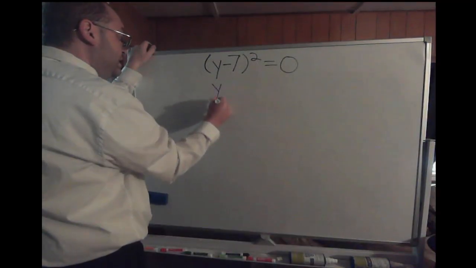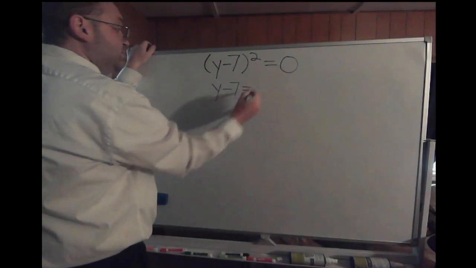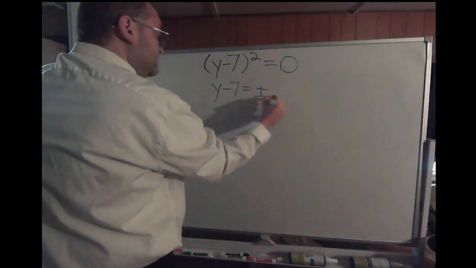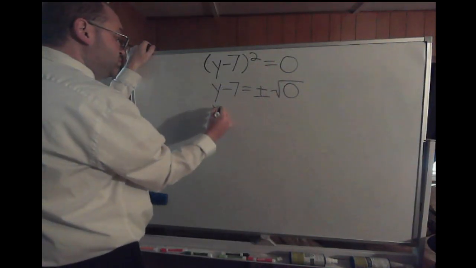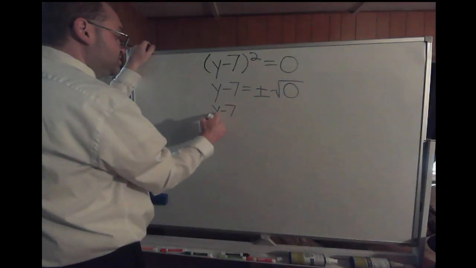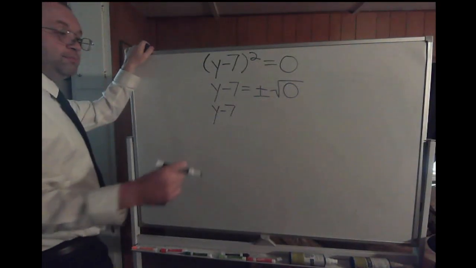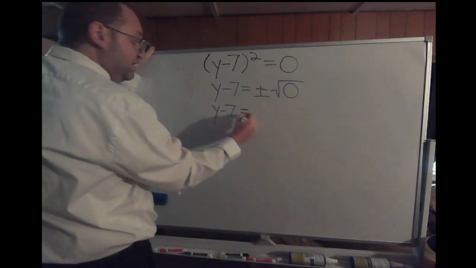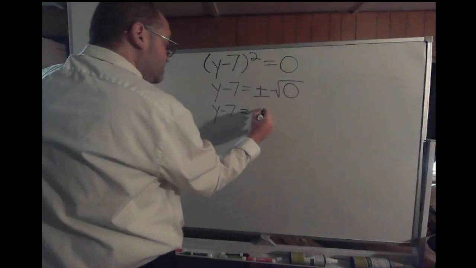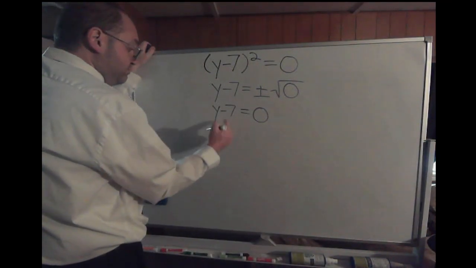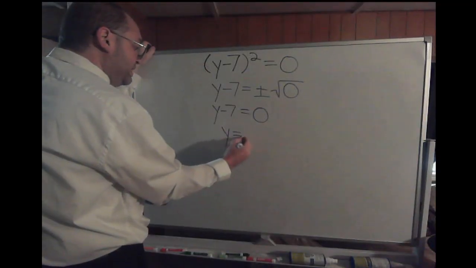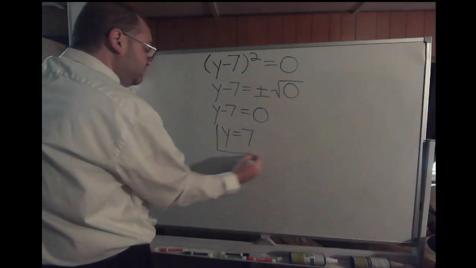You'll get y minus 7 is equal to both plus and minus the square root of 0, which means y minus 7 equals plus or minus 0. 0 is the only number that's not either positive or negative, it's just 0. It would just be 0 regardless. And then, of course, you would just end up getting y equals 7. That would be the only solution.